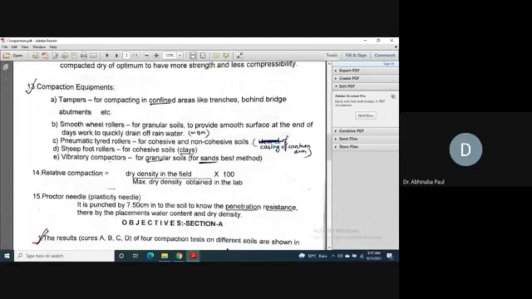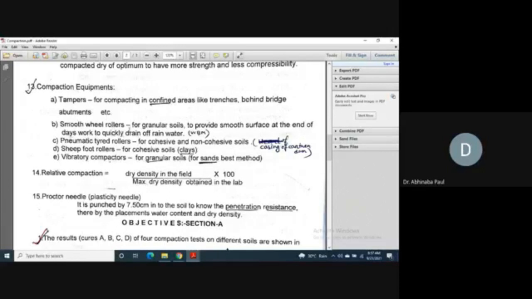Next is compaction equipment. We have discussed what compaction is, standard Proctor, modified Proctor, then dry side of optimum and wet side of optimum. Now we will see how we do compaction in the field. There are different kinds of techniques depending upon the soil characteristics, the nature of the soil. So when do we use tampers? For compacting confined areas like trenches, behind bridge abutments, etc.